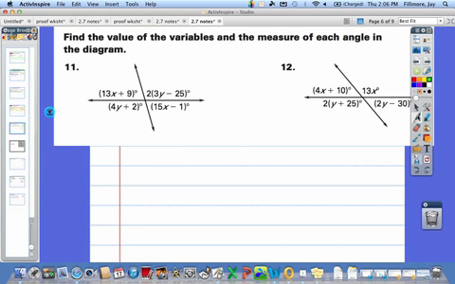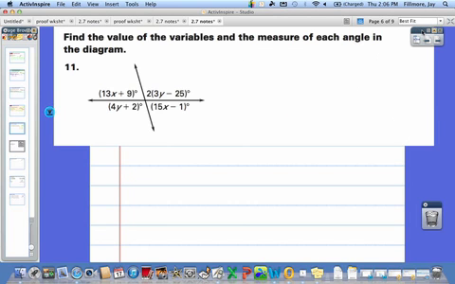Last example for this video, we're going to do the one on the left. We're not going to do number 12, so let's make some room over here. It says find the value of the variables and the measure of each angle. We're not going to worry about the measure of each angle for this particular video. To keep it concise, we're going to find the variables. So the trick is solving for x and for y.